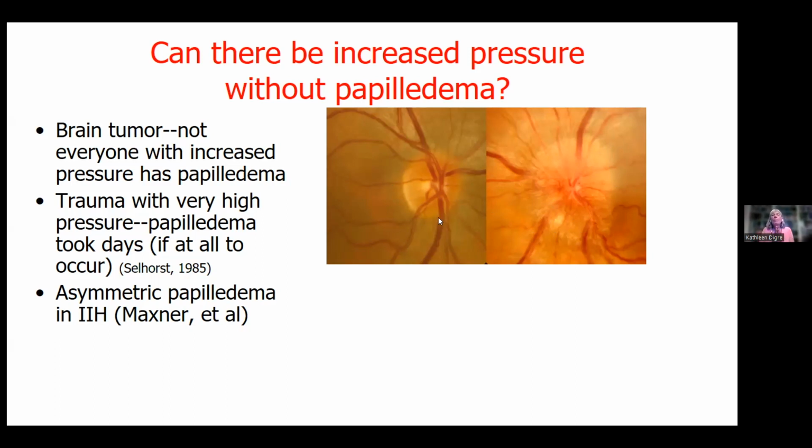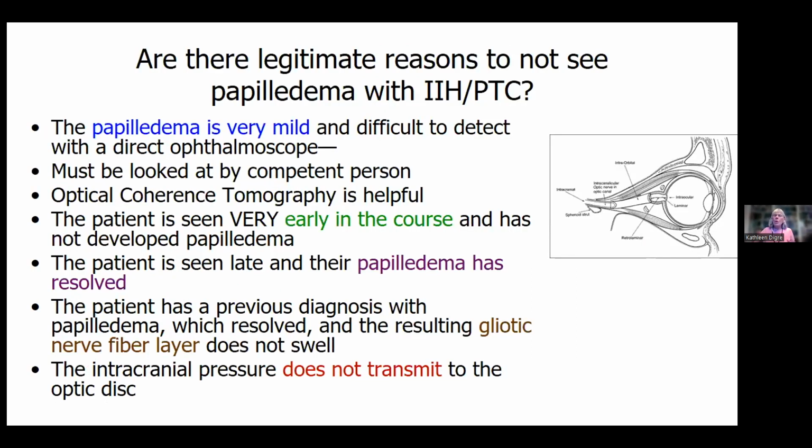For example, people with brain tumors who have raised intracranial pressure don't always get papilledema. And when we measure and look behind the eyes when somebody's had head trauma with very high pressures in the head measured by bolts in the intensive care unit, papilledema took days, if at all, to occur. And this asymmetric papilledema can also occur. So are there legitimate reasons that you would not get papilledema or swelling of the disc with increased intracranial pressure?